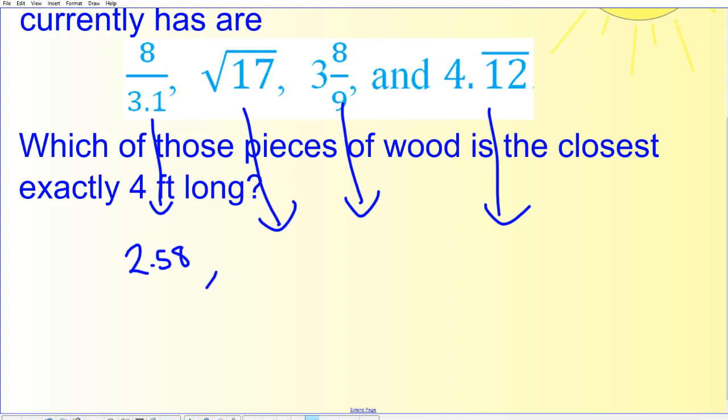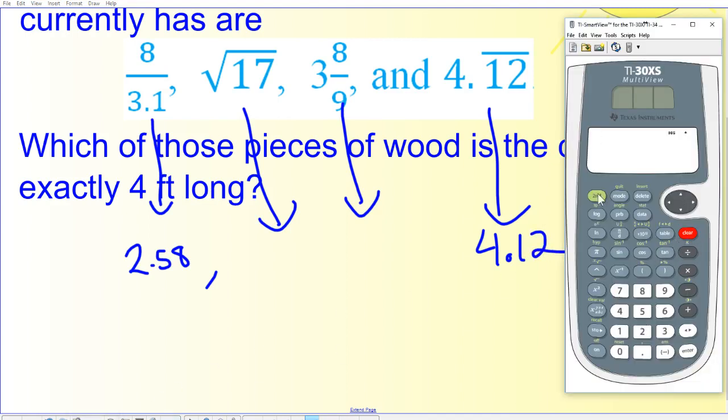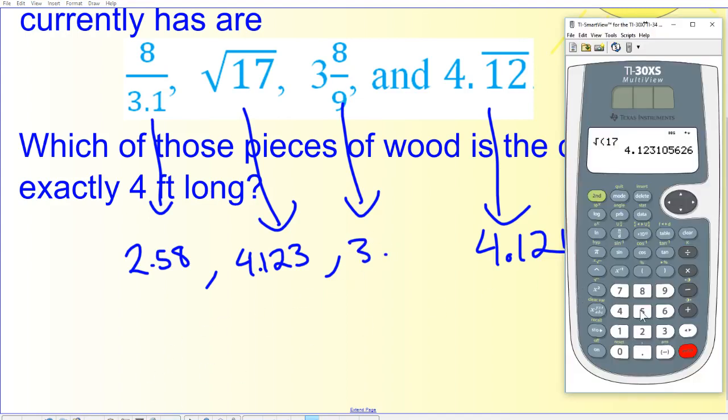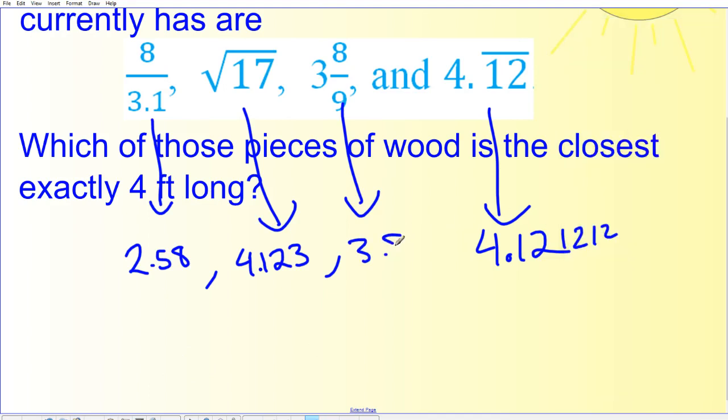So I'm kind of certain already that that's probably not going to be the answer, since I can see this guy over here is 4.12. All right, next one is the square root of 17. That's 4.123. See how I had to be a little bit more accurate? And this one would be 4.1212, because it's 4.12 repeated. And the last one is going to be a 3 point. And I know that 8/9 is going to be 0.8 repeated. Done that a bunch of times.